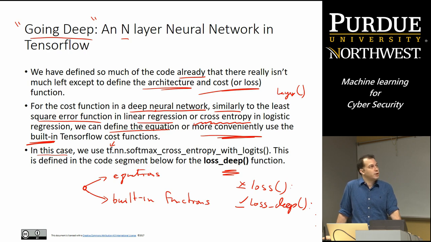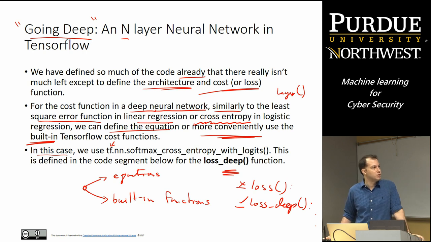Except to define, and that's where you define the architecture. So except to define the architecture and cost, which we already have. So for the cost function in a deep neural network, similarly to least squared errors in linear regression or cross entropy in logistic regression, we can define the equation or more conveniently use the built-in TensorFlow cost functions. Right? And there it is.